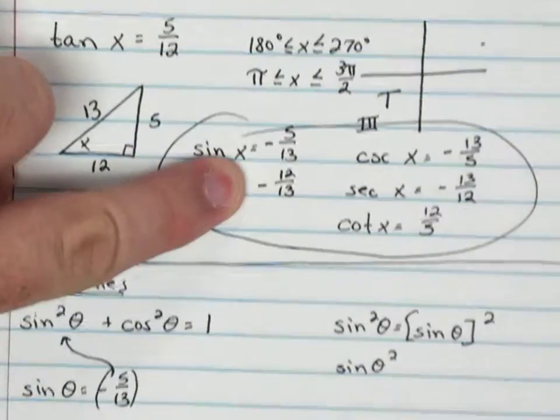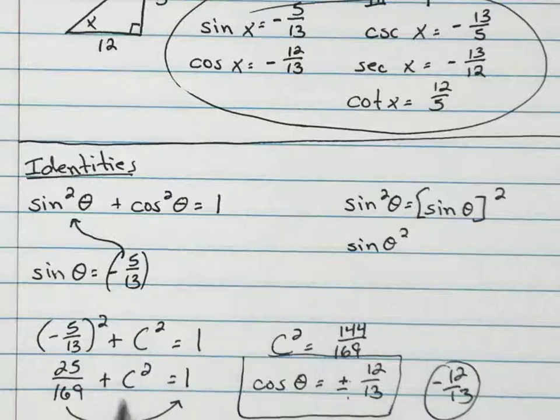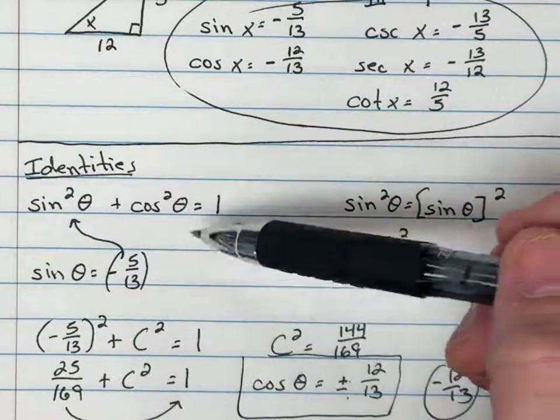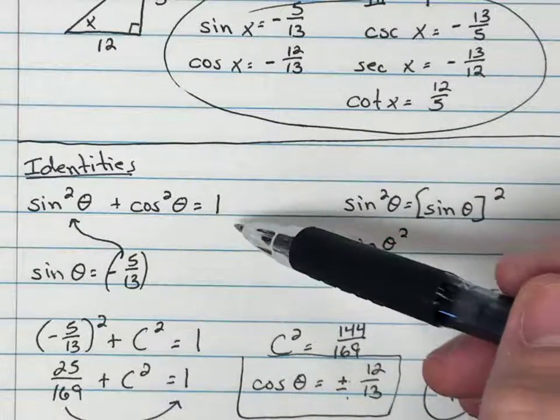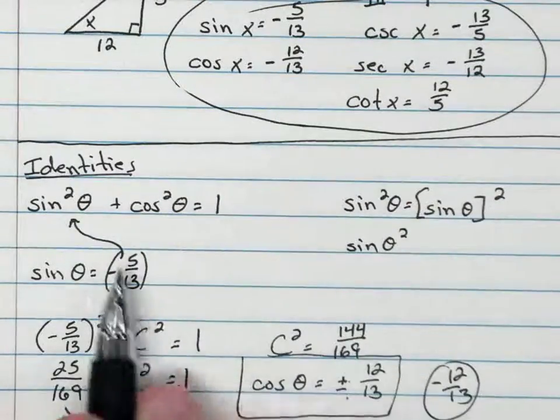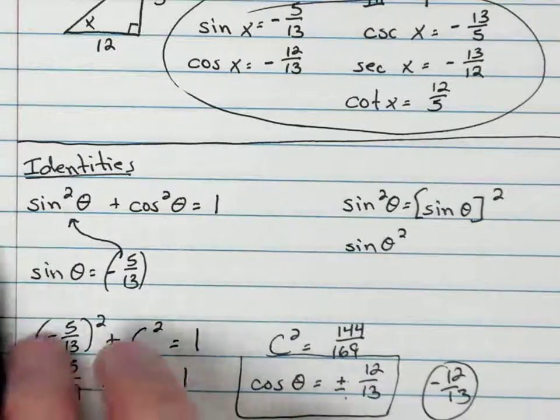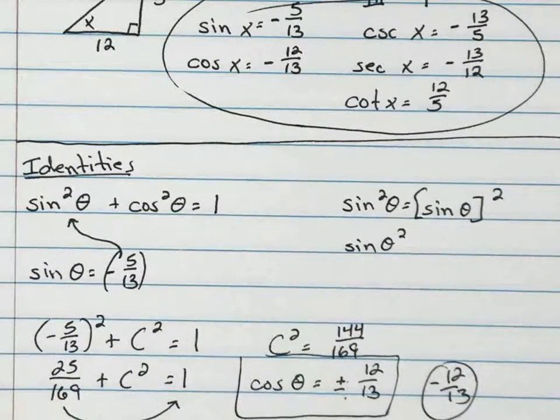Cosine was negative 12/13. So that requires a little bit of work, but we will use it some because it is vital that you understand identities. This is your most basic Pythagorean identity because it does look like a squared plus b squared equals c squared. It's derived from the Pythagorean theorem. So these are things that we will learn and need to know down the road.